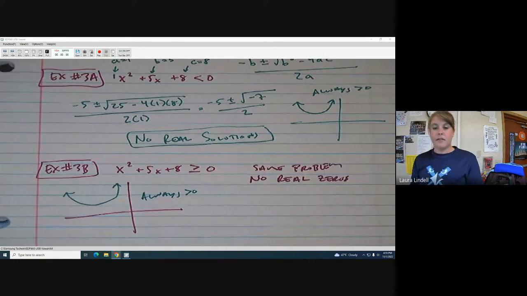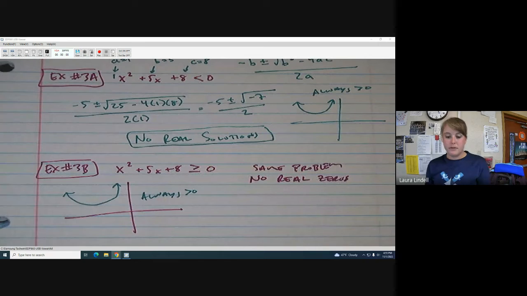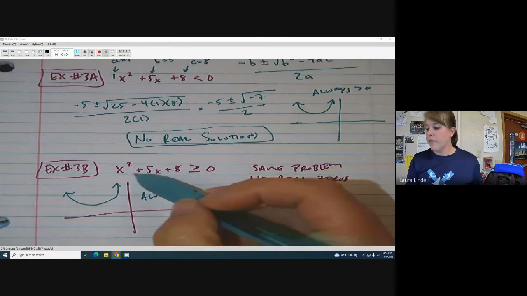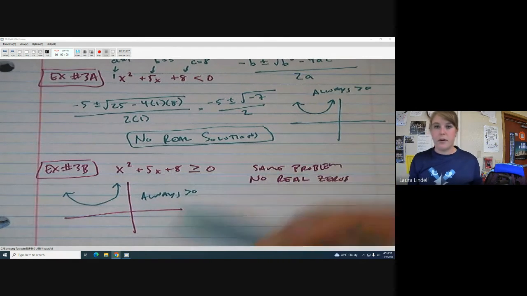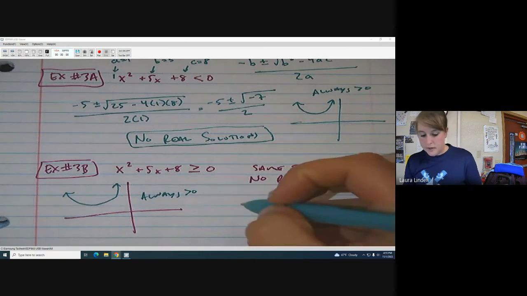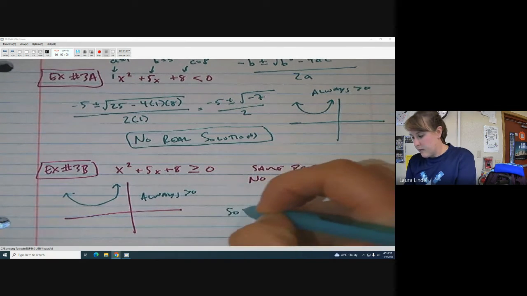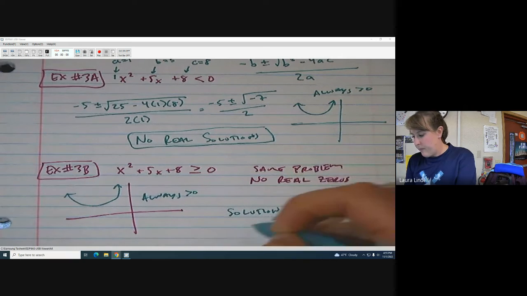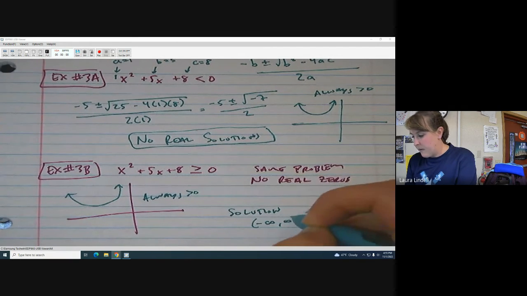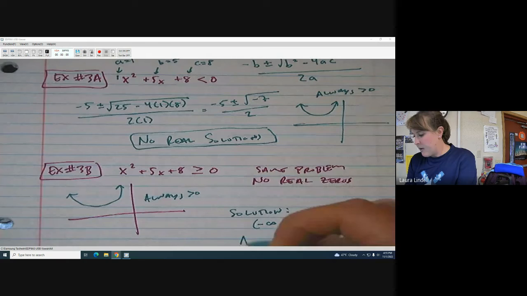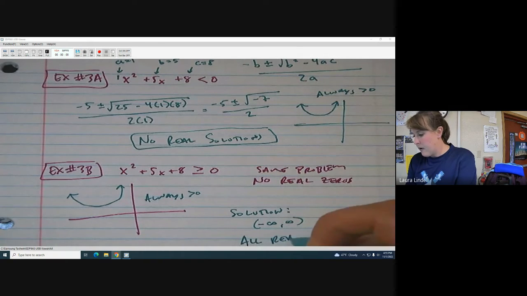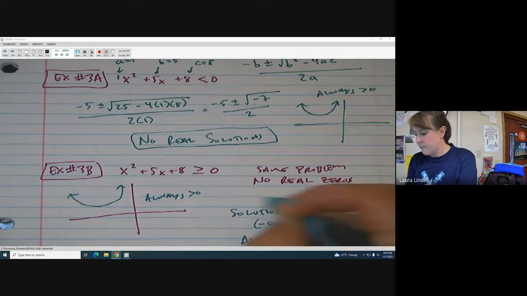So that means that the solution to this one is all real numbers, because any number I plug in for x is going to give me a value that's greater than or equal to 0. So my solution is -infinity to +infinity, or all real numbers.